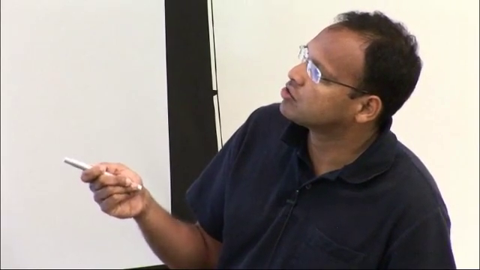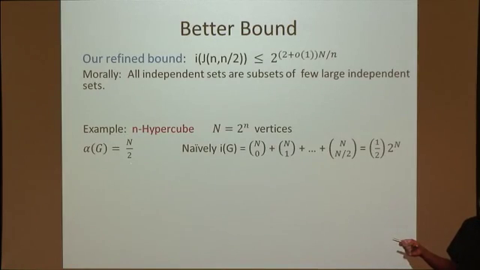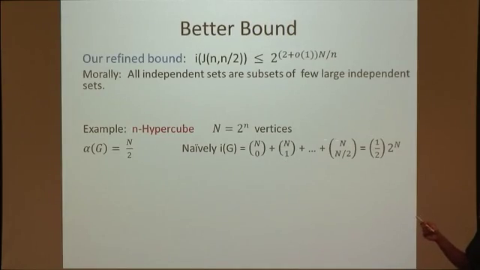This phenomenon actually happens more often, all around us. The most natural example is the hypercube. Say you have an n-dimensional hypercube with 2 to the n vertices; let's call it capital N. Then it's a bipartite graph, so we know that alpha(G) is n over 2. Again, the naive way of counting all possible subsets of size up to n over 2 would give you an upper bound on the number of independent sets that is almost half of 2 to the n. It's pretty much useless. Now, what's the right answer?